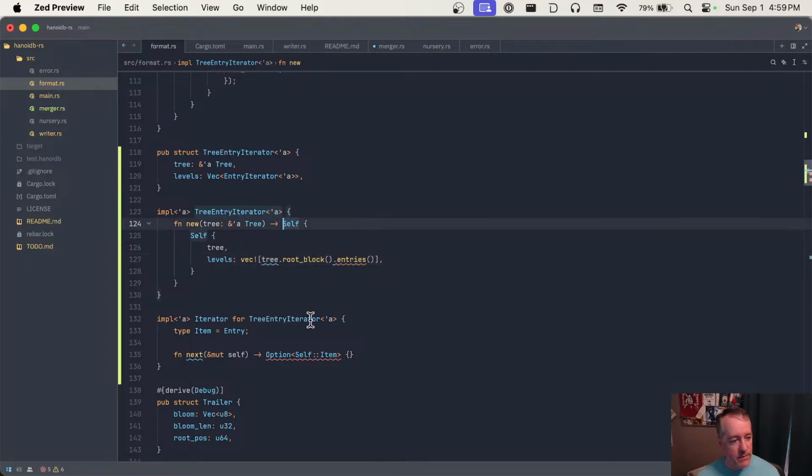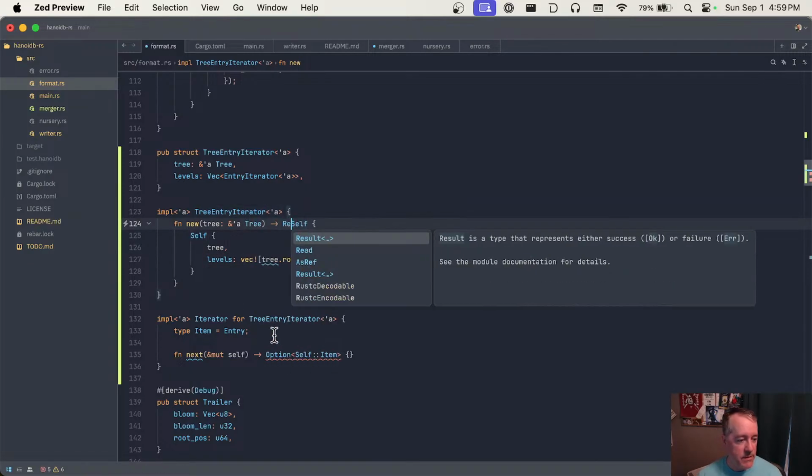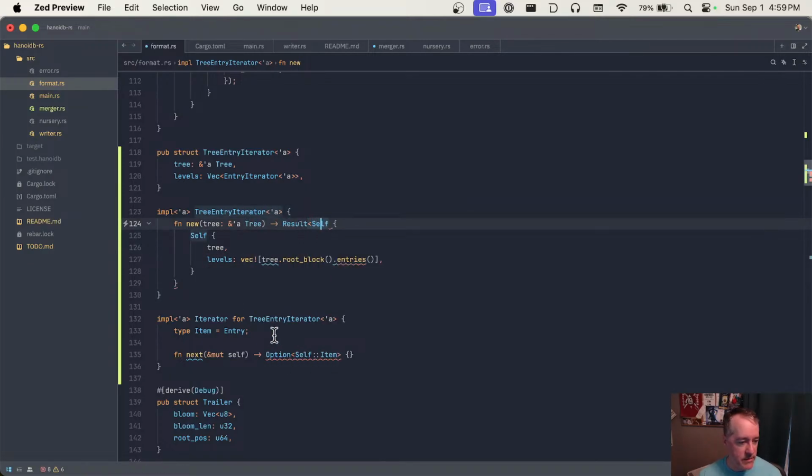All right, so this needs to be result self root block.